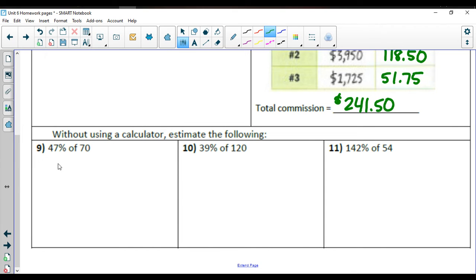For the last ones, without using a calculator, estimate the following. Your estimation might be slightly different here, but I'll show you what I'm doing. And again, please make sure that you're just rounding to like the nearest 10 when you look at these, and most of these, unless it's like a 25% or something that's easy like that.